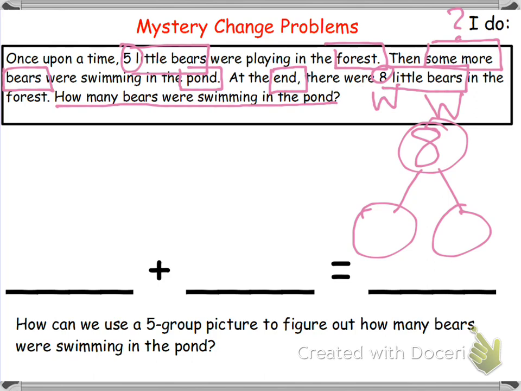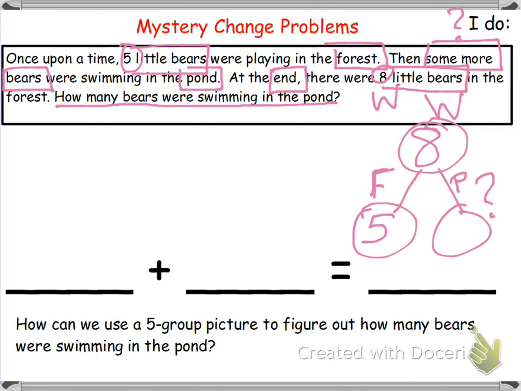So now what's the part we know? Well, the part we know is 5 that were playing in the forest. They were playing in the forest. So now we have to figure out our mystery, how many were in the pond.